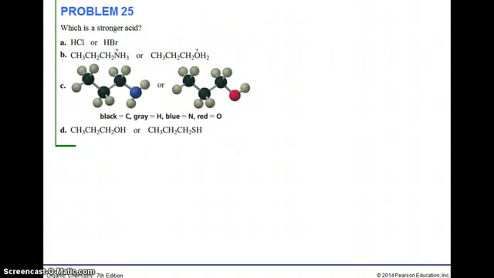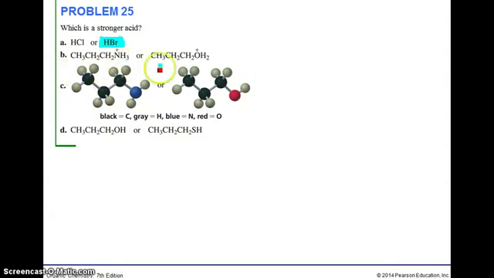Problem 25. Which is the stronger acid? Well, the stronger acid is going to have its proton attached to the more electronegative atom if the atoms are about the same size. Otherwise, it will be attached to the larger atom if they're not the same size. So chlorine and bromine, they're in the same column, but bromine is in a lower period, and therefore hydrogen bromide is going to be the stronger acid.